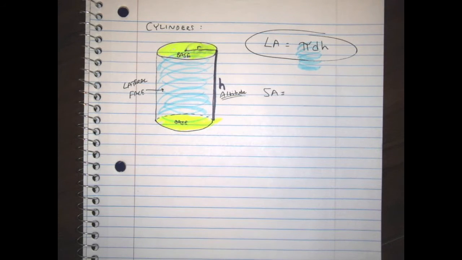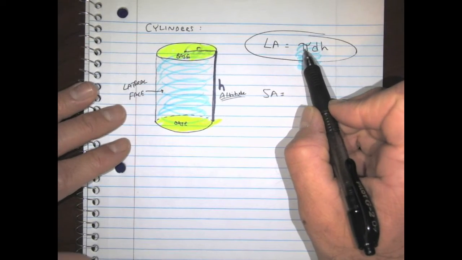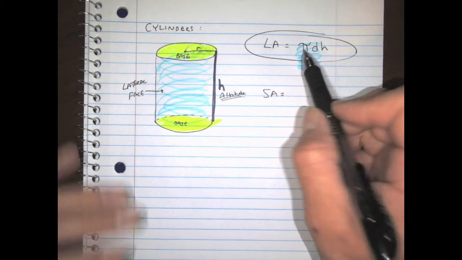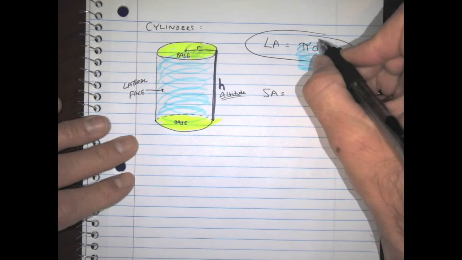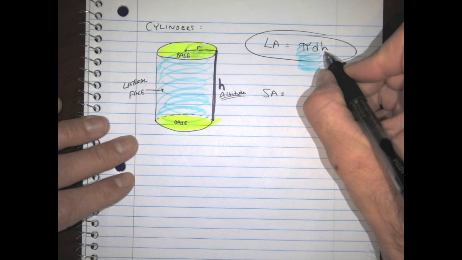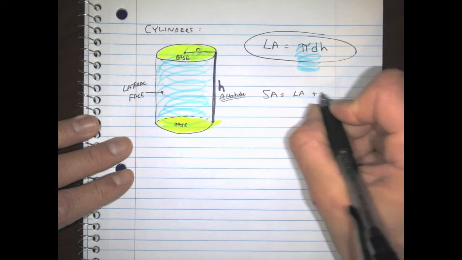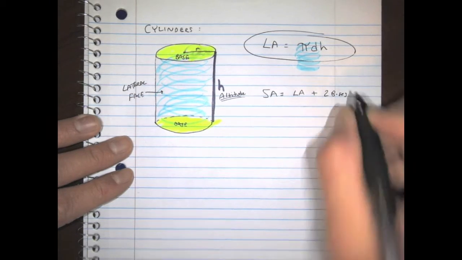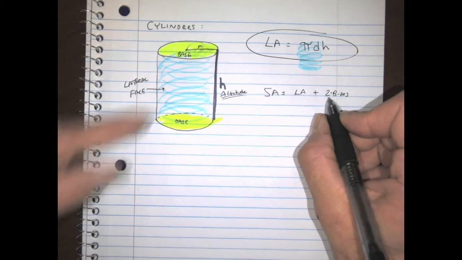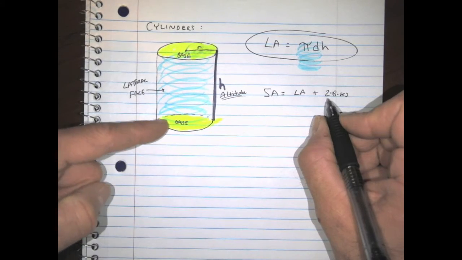Lateral area is pi dh. Pi, we're familiar with that. Use the pi button on your calculator, 3.14. D is diameter, and h is the height. Surface area is going to be the lateral area plus 2 bases. It's 2 bases because you got a top base and you got a bottom base.